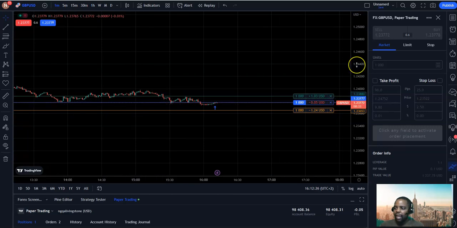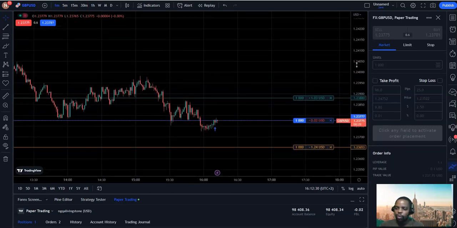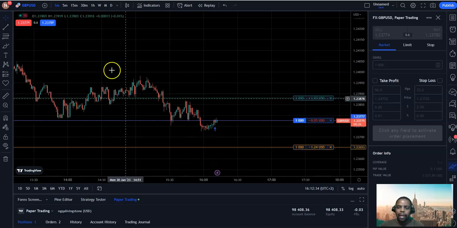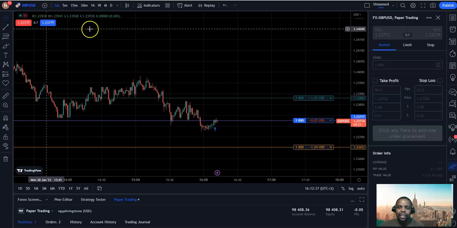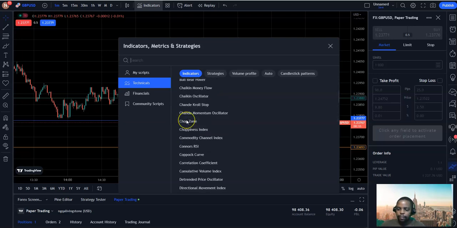So I'm going to do what you call scalping. This is scalping. We always do scalping techniques when we're doing these sessions. Let's look at the indicator. What indicator can I use here? Let's go to the indicator section. Okay, I'll go to relative strength index.